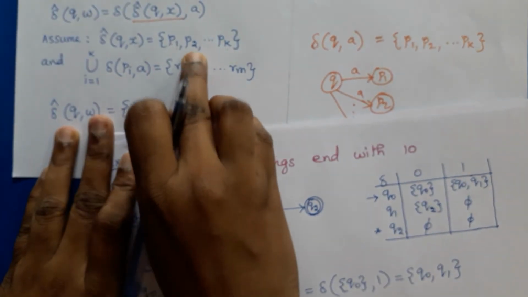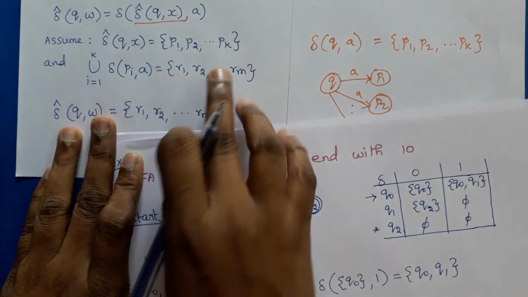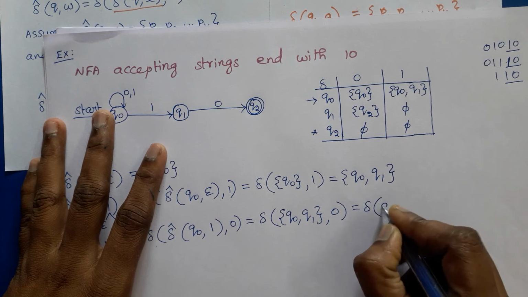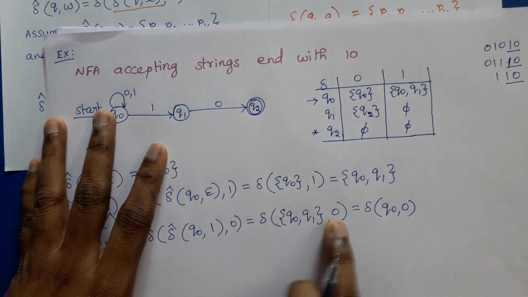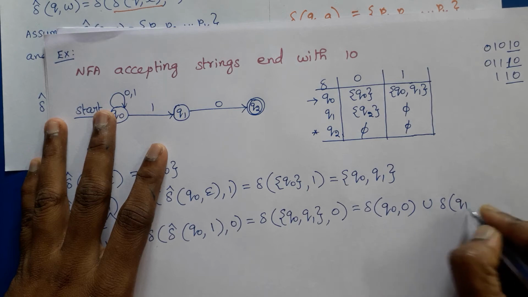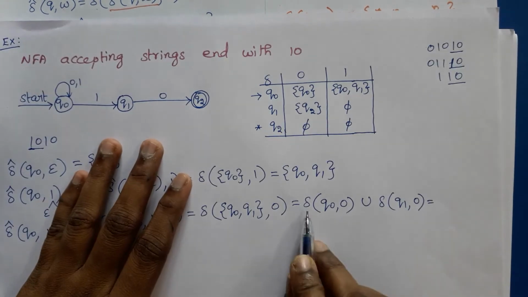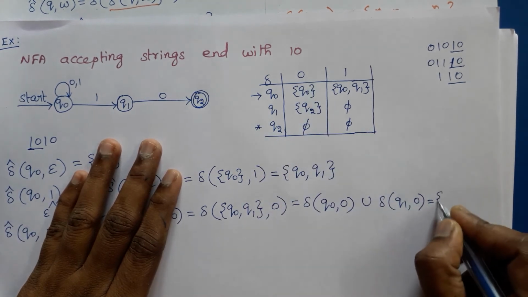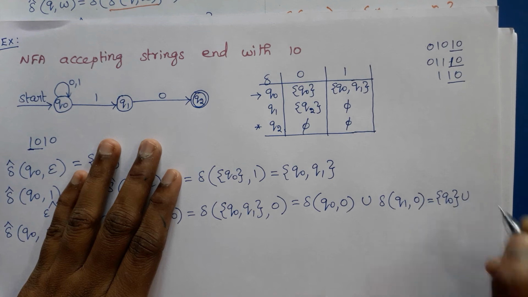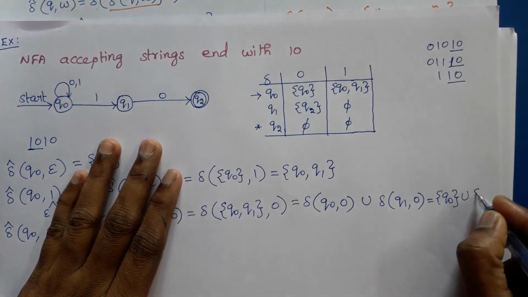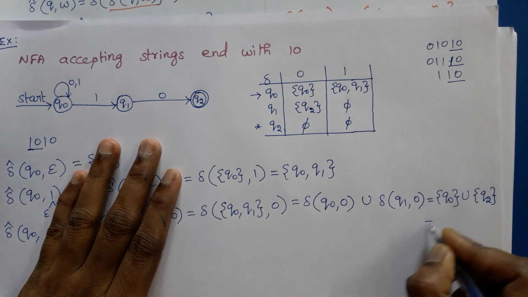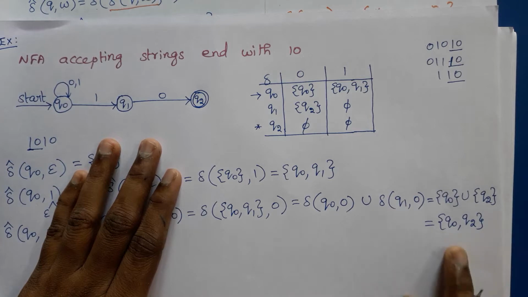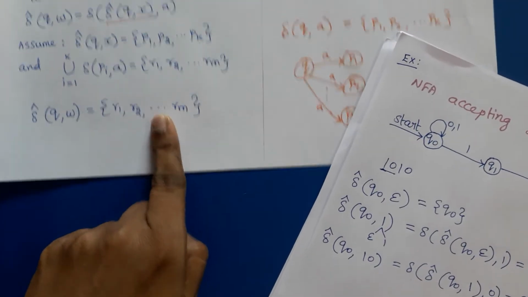Delta of p1 comma a union p2 comma a up to pk. So here we are getting only 2. So this can be written as delta of q naught comma 0 union delta of q1 comma 0. So we have to refer to the delta transition table. Delta of q naught comma 0 is q naught union delta of q1 comma 0 is q2. So q naught union q2 is q naught comma q2. So this is r1 r2 up to rm.